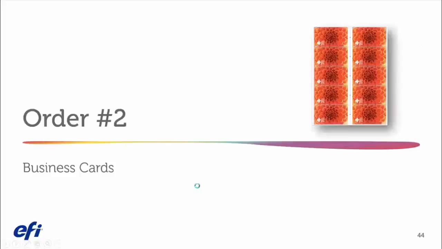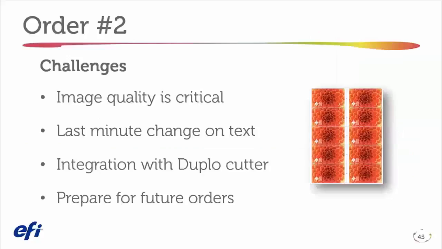So now let's look at our next customer order, business cards. A business card order is a type of gang-up order you probably do on a regular basis. And besides the high image quality requirement like we saw in the previous order, the only wrinkle here is that the customer wants to change the text on the card after the order is put in.